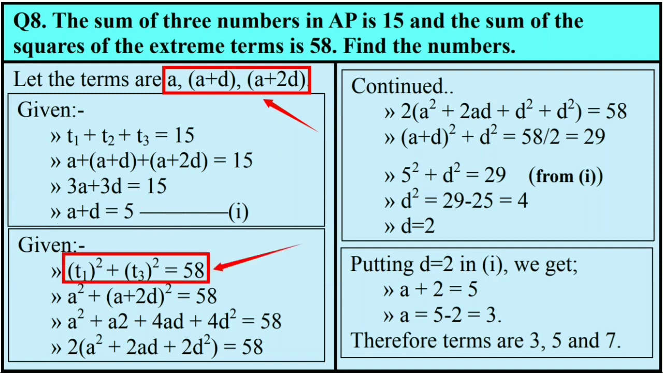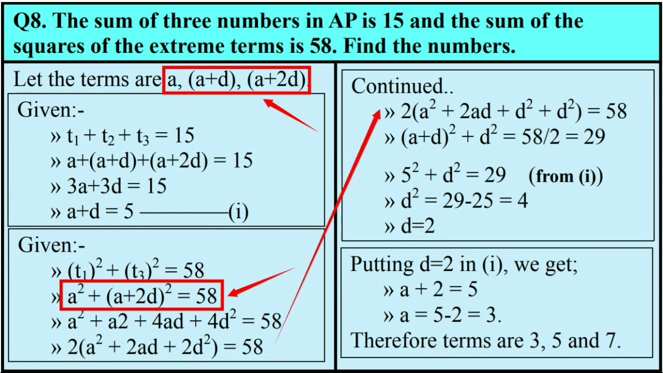Let's come to the second block. According to the next statement of the question, the sum of the squares of the extreme terms is 58. Hence, the square of T1 plus the square of T3 is equal to 58. Observe the second statement where we find that T1 and T3 are replaced with a and a plus 2d respectively. And we go on to simplify the equation, and here we find that the equation obtained looks very tough and we have to solve it very skillfully so that without much burden we get the answer.